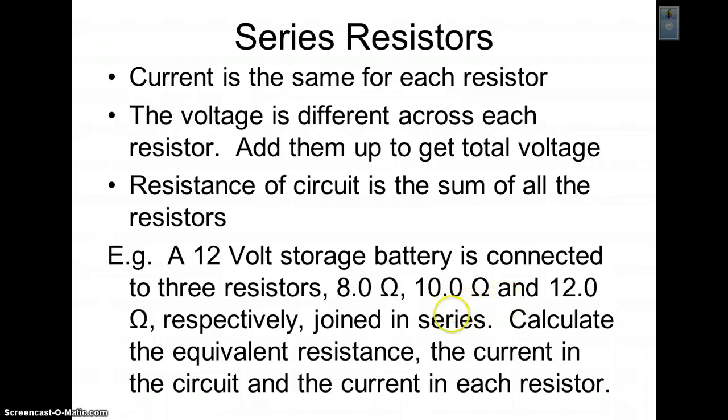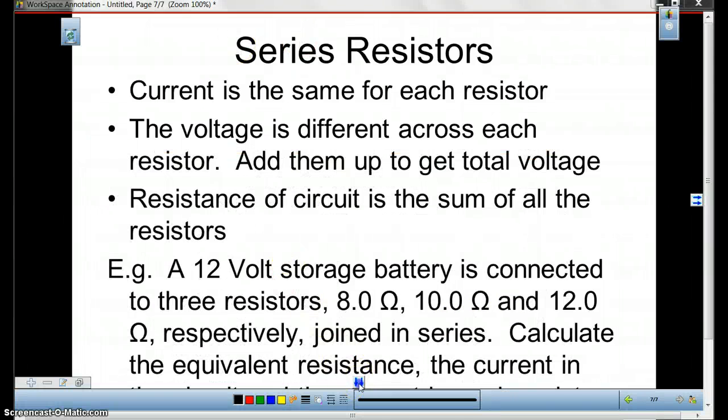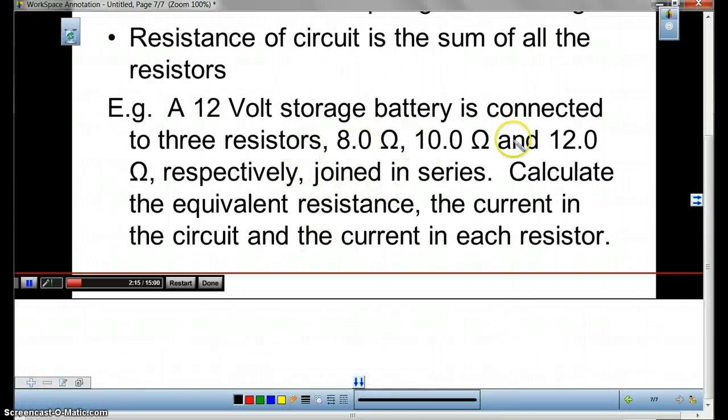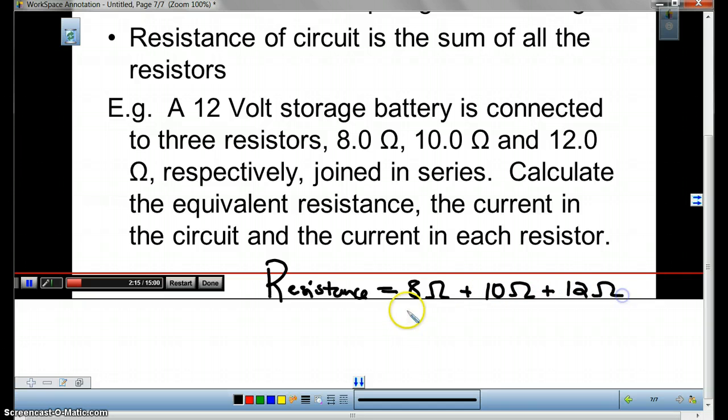So if I had a series, what I'm going to do is take my 12-volt storage battery, connecting it to 3 resistors of 8 ohms, 10 ohms, and 12 ohms respectively, and basically the equivalent resistance is going to be equal to the 8 ohms plus the 10 ohms plus the 12 ohms. Okay, so we have 30 ohms of resistance total.